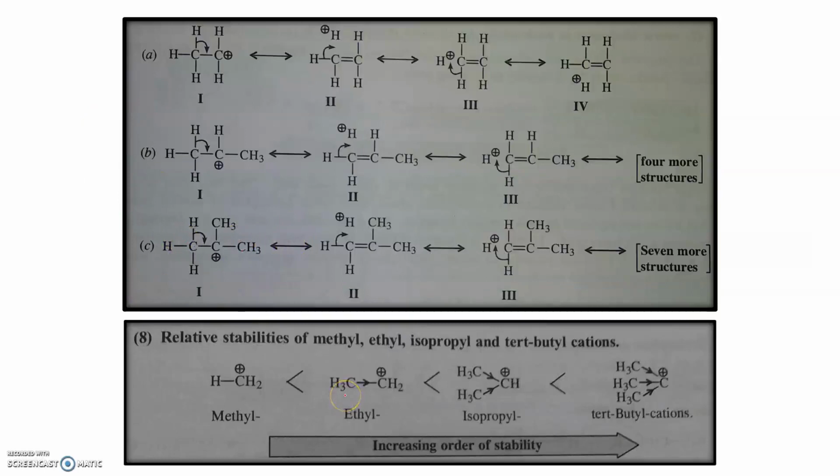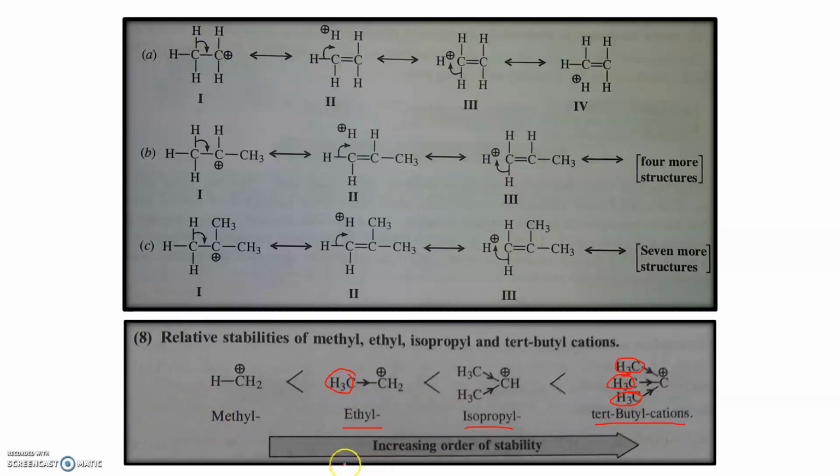In terms of inductive effect, the stability can be explained by saying that there are 3 methyl groups present here in the tertiary butyl carbocation, which are electron releasing groups, which disperse the charge on the carbocation to a great extent. The dispersion of charge is less in the isopropyl carbocation, since there are only 2 methyl groups attached to the carbocation, and in the ethyl carbocation there's only 1 methyl group, so the dispersion will be less. And when we consider the methyl group, no such dispersion occurs.